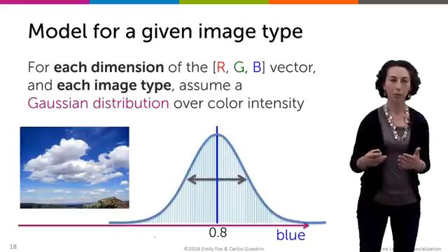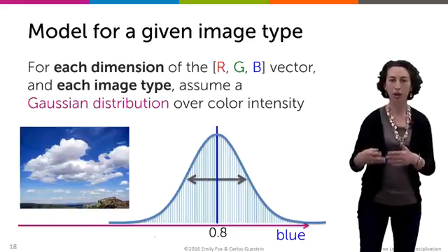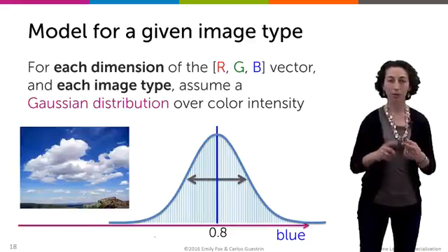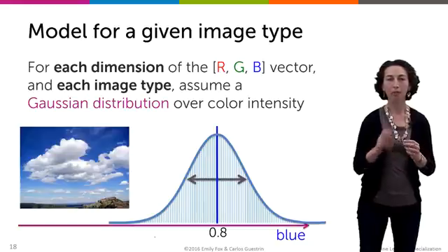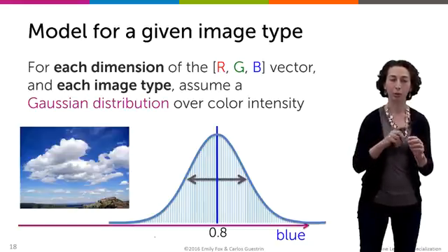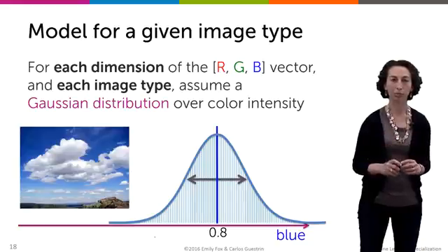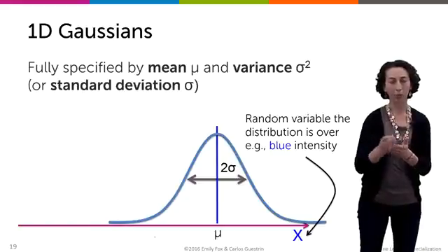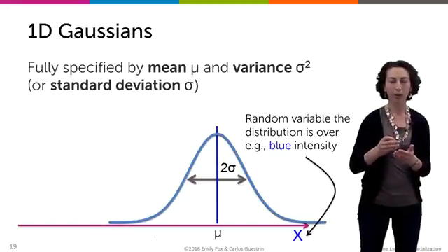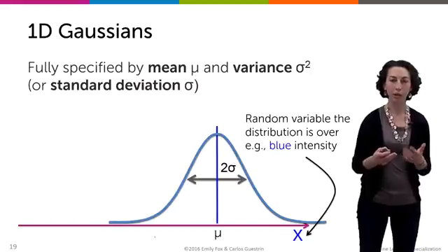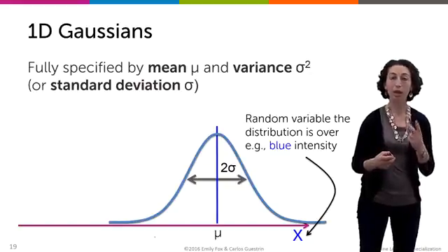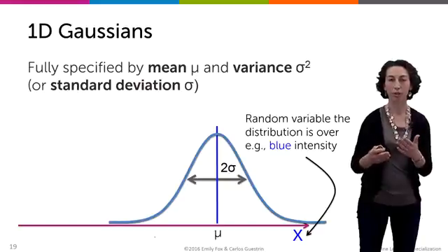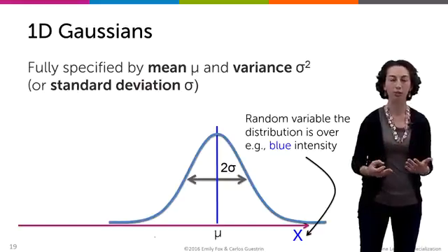And in this application, we're going to assume that a Gaussian distribution provides a pretty good fit for every different image category, like clouds, sunsets, and forests, and every dimension of the observed vector, whether we're looking at the red, green, or blue dimension. And in one dimension, so for example, when we're just looking at our blue intensity dimension, then this Gaussian is fully specified by two parameters, a mean and a variance, or sometimes people refer instead to the square root of the variance, which is called the standard deviation.